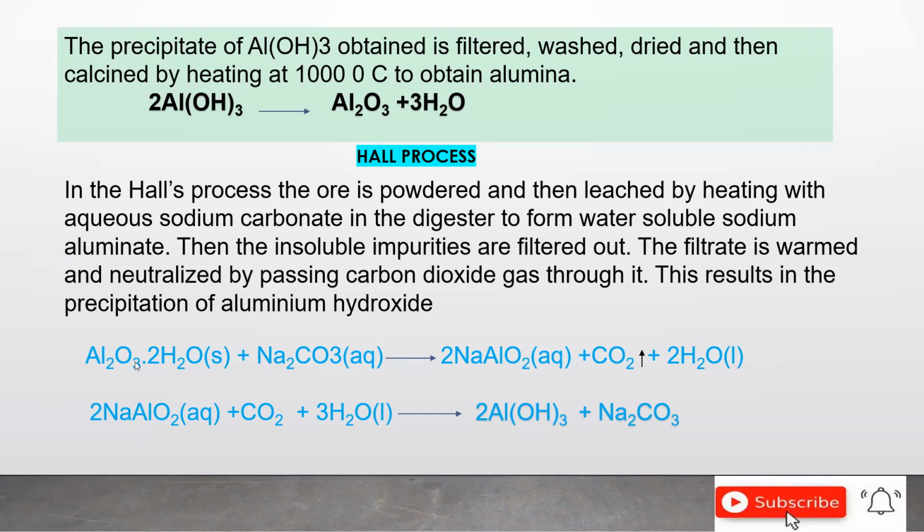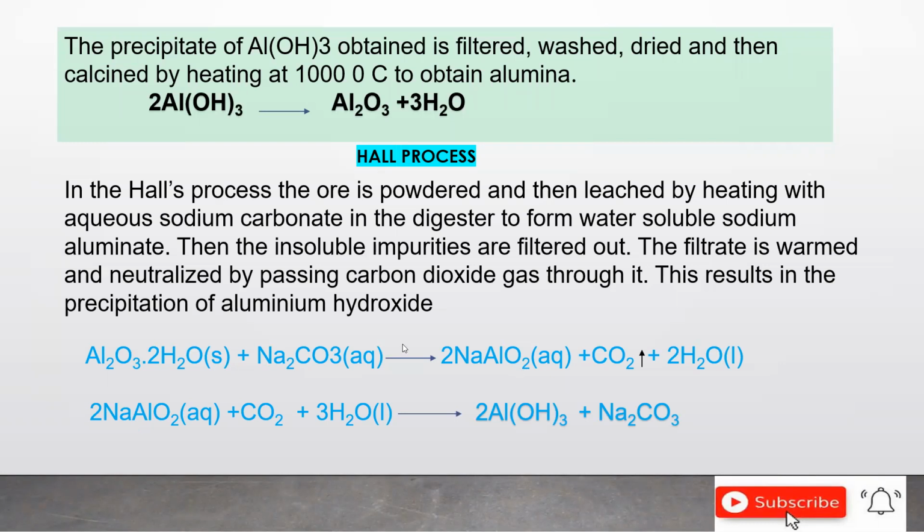The formula is Al2O3·2H2O, that is bauxite, plus sodium carbonate, Na2CO3. We will get sodium aluminate, NaAlO2, plus carbon dioxide and water. Then you balance the equation. Okay, so we got water-soluble sodium aluminate.